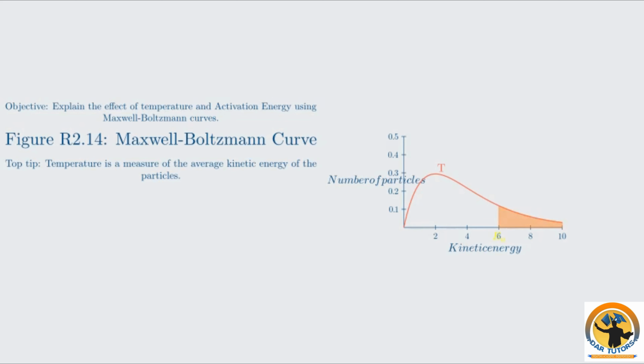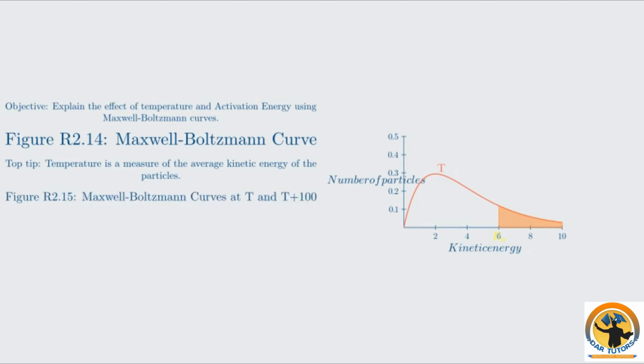The area under the curve to the right of E sub A represents the number of particles with kinetic energy equal to or greater than the activation energy. These are the particles that are capable of reacting upon collision. So we can see why a higher activation energy leads to a slower reaction rate. Fewer particles possess the required energy.